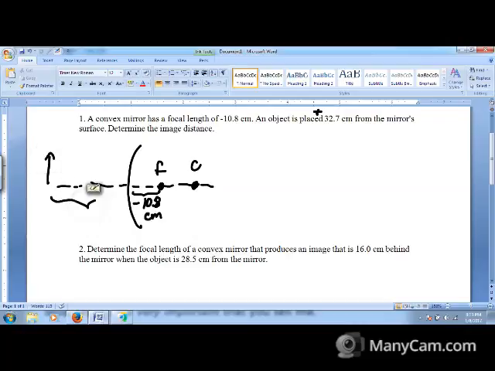Okay, so this distance is 32.7 centimeters. So if they want the image distance, you're probably going to use the first formula, which says 1 over the focal length, which we know is negative 10.8, is equal to 1 over the object distance, 32.7, plus 1 over the image distance. And if you solve that, you're going to get a number. And this number should actually be negative. That image should be located to the right. And we said that if the image distance was to the right, then it's just conventionally negative.